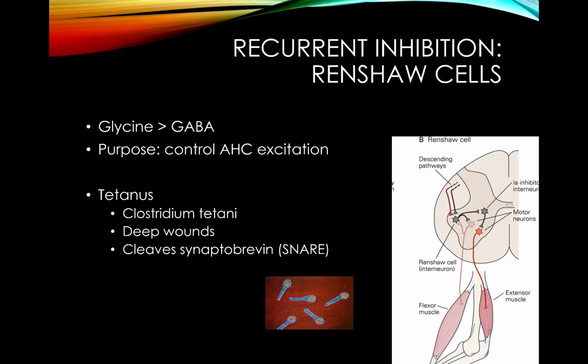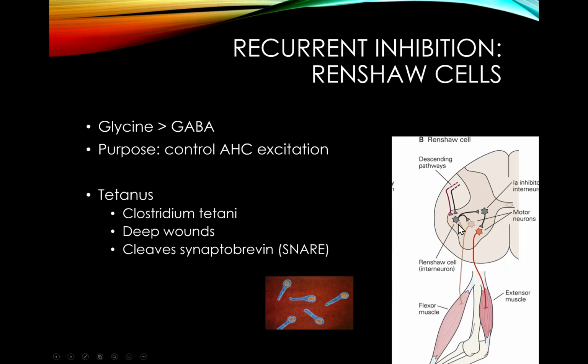I bring up the Renshaw cells mainly because there is an important clinical application, a condition known as tetanus. Okay, now we haven't had our lecture on neurotransmitters yet, but there are two strongly inhibitory neurotransmitters: glycine, which is predominantly used in the spinal cord, and GABA, which is used up in the brain and in the brainstem. And glycine is the inhibitory neurotransmitter here that is used by the Renshaw cells.